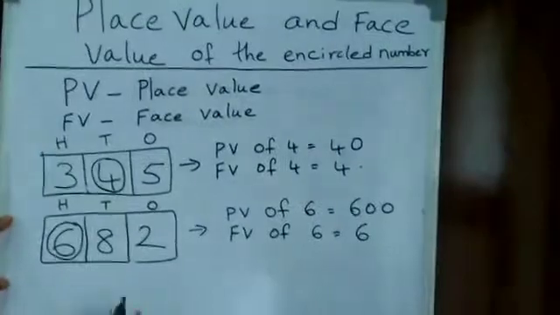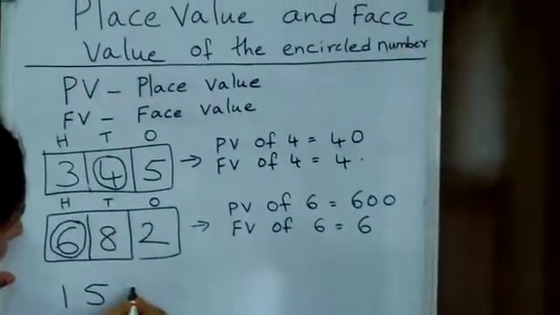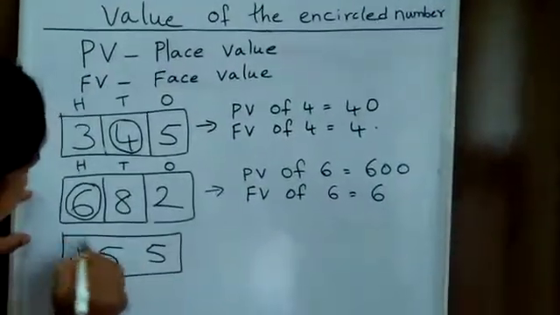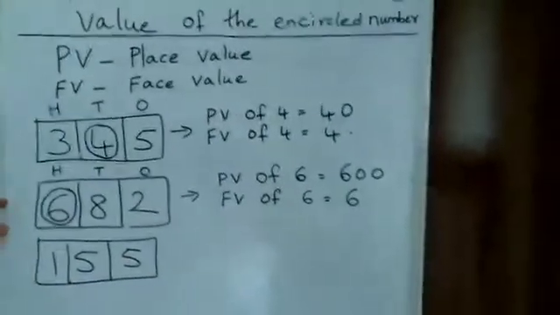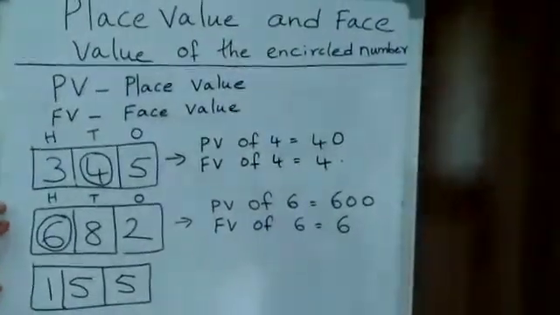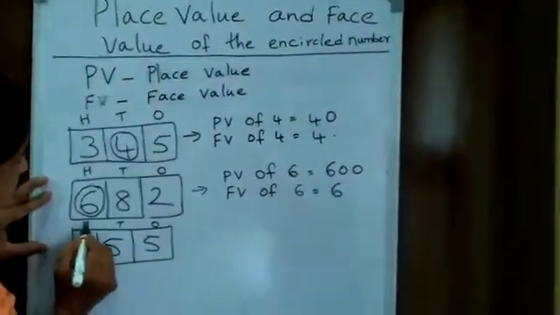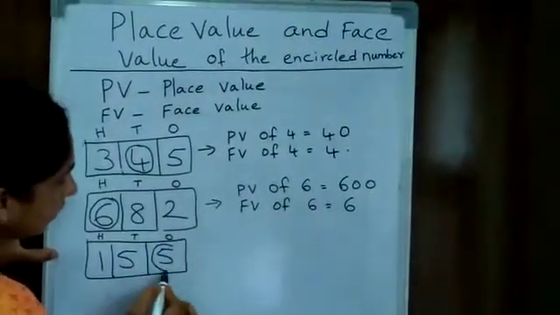And here another example. See here. 155. See here, you are having two 5s, but they are in different places. Again write the place values: ones, tens, hundreds. See here. Now here I am circling 5.